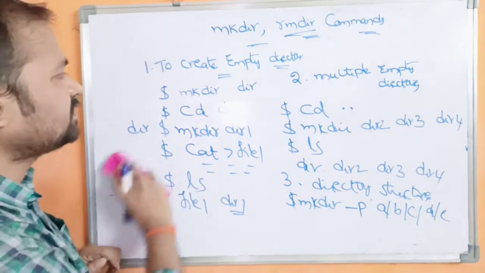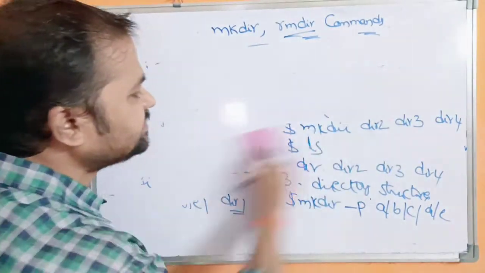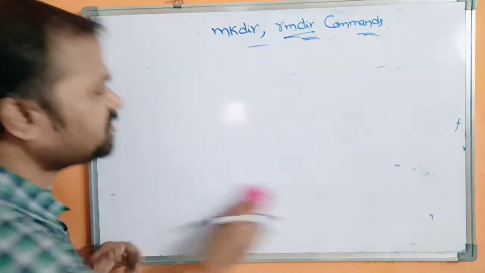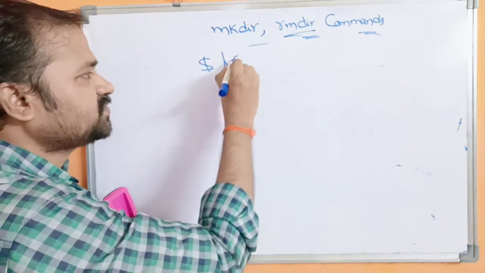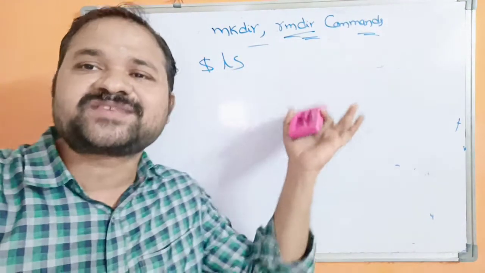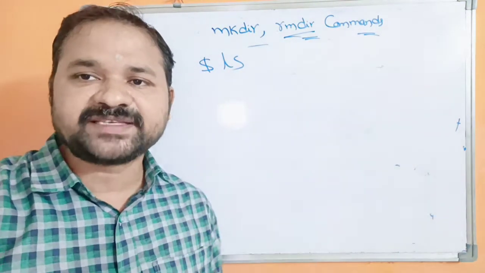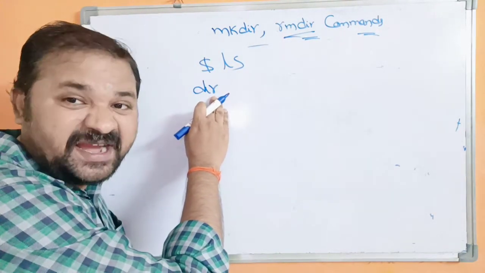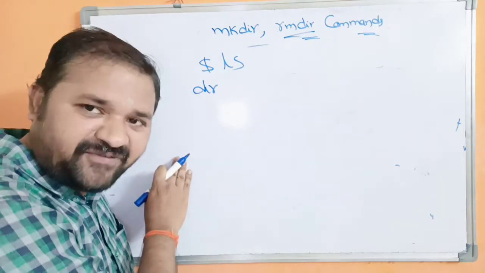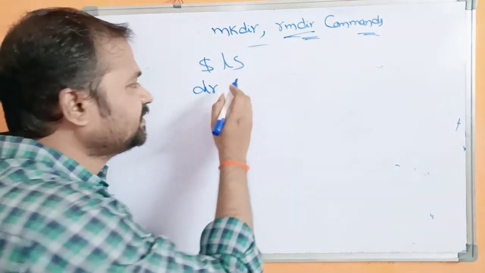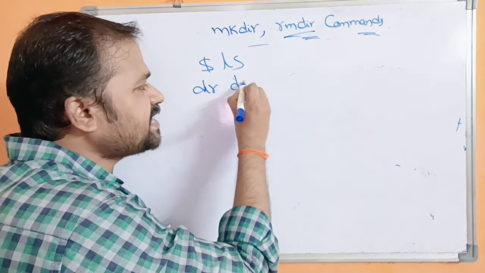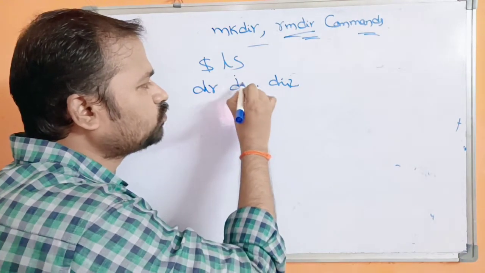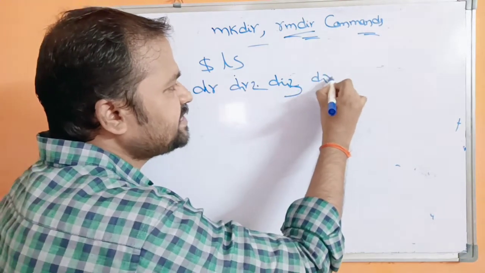Now let us see how that can happen. We are discussing the remove directory command. Before that, let's see which files we have already created. If you give ls, it will display all the files and directories present in the directory. Here we have dir. Dir is not an empty directory. Dir contains a file as well as a subdirectory. Next, we have dir1, dir2, dir3, dir4.